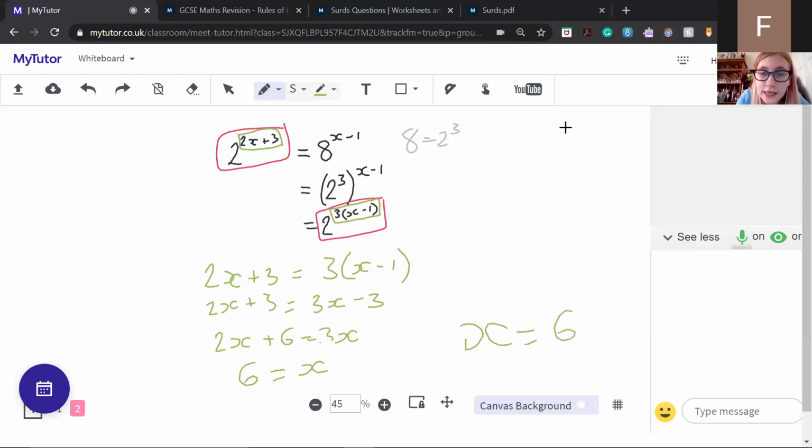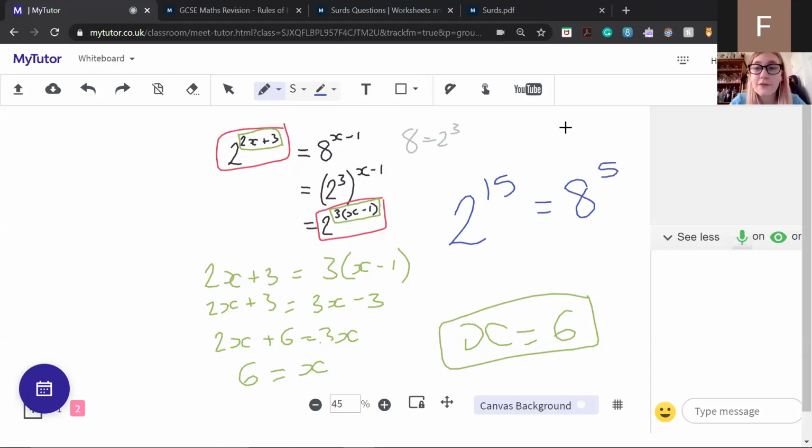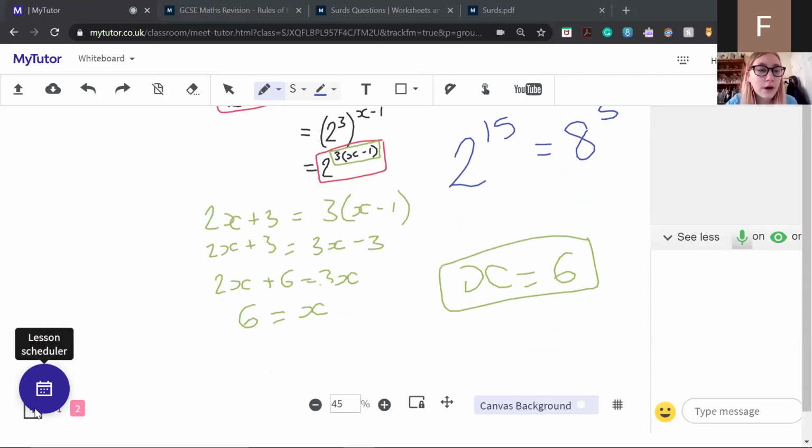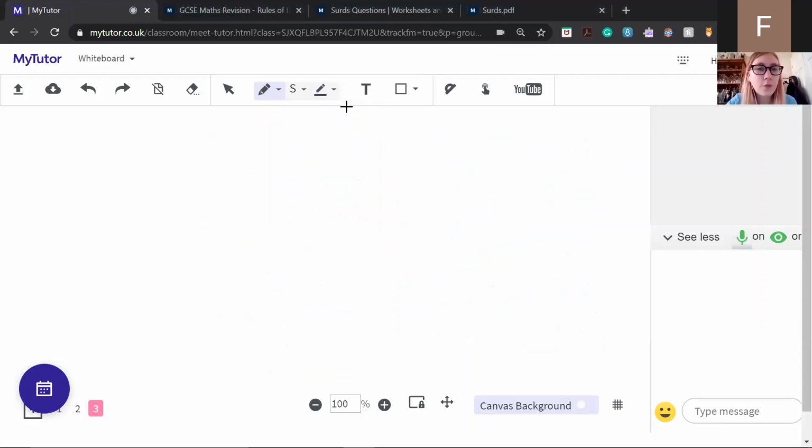So x equals 6. And if you don't believe me, try it on your calculator. If you substitute 6 in here, 2 to the power of 15 is going to be equal to 8 to the power of 5. So try it if you don't believe me, but hopefully that makes sense. This and the previous one that we did are the hardest indices questions that I think I've ever seen. And hopefully you'll see that they're not too bad. So even if you get really hard ones, you can still work with it and work it out. I'll do one more like the previous one, and then we'll go on to surds.